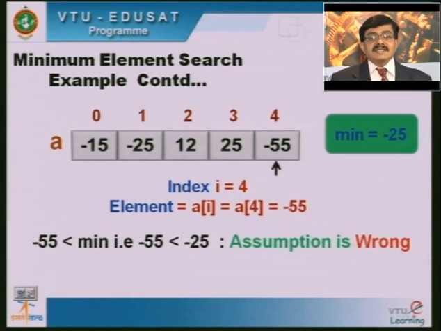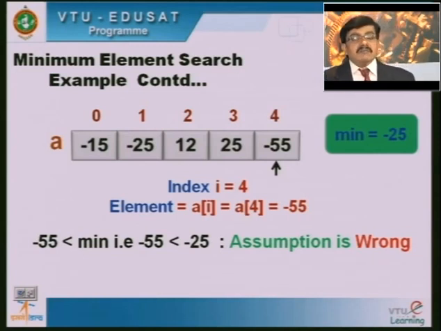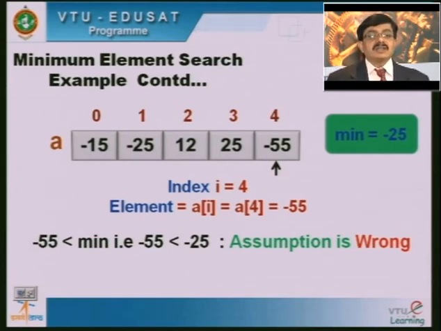So, when you go for the next iteration, when i is equal to 4, we can see that a of 4 is minus 55, and minus 55 is less than the assumed minimum value. When it is lesser than the assumed minimum value, we have to change our assumption. Our assumption is wrong, so I should update the minimum value. When I update it, we get the minimum value equal to minus 55.